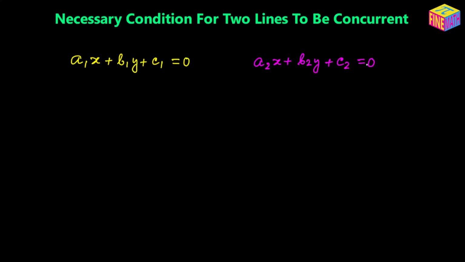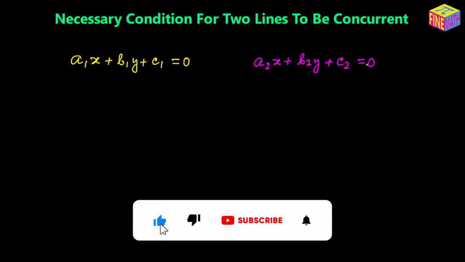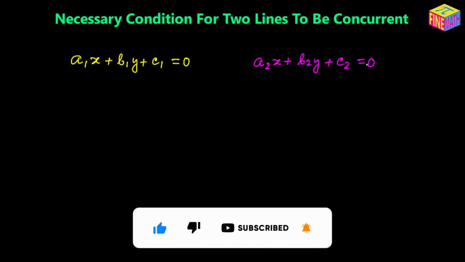Let's say the equation of the first line is a sub 1 times x plus b sub 1 times y plus c sub 1 equals 0, and the equation of the second straight line is a sub 2 times x plus b sub 2 times y plus c sub 2 is equal to 0.